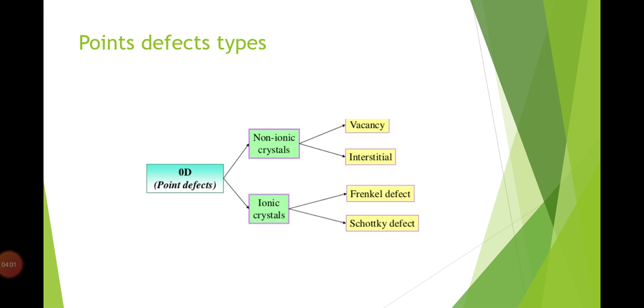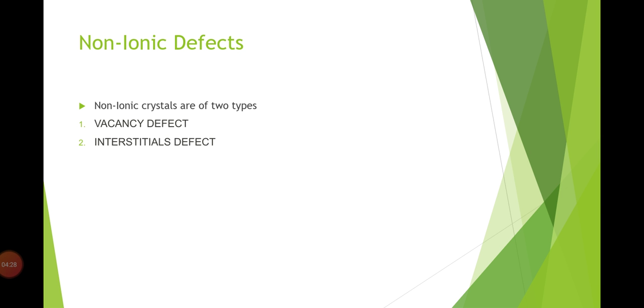Now, point defect types. There are two main types of point defects. The first one is the non-ionic crystals, and the second one is the ionic crystal defect. In non-ionic crystal defects, it is further divided into vacancy defect and interstitial defects. Ionic crystals are divided further into Frenkel defects and Schottky defects. Now we will discuss each one by one.